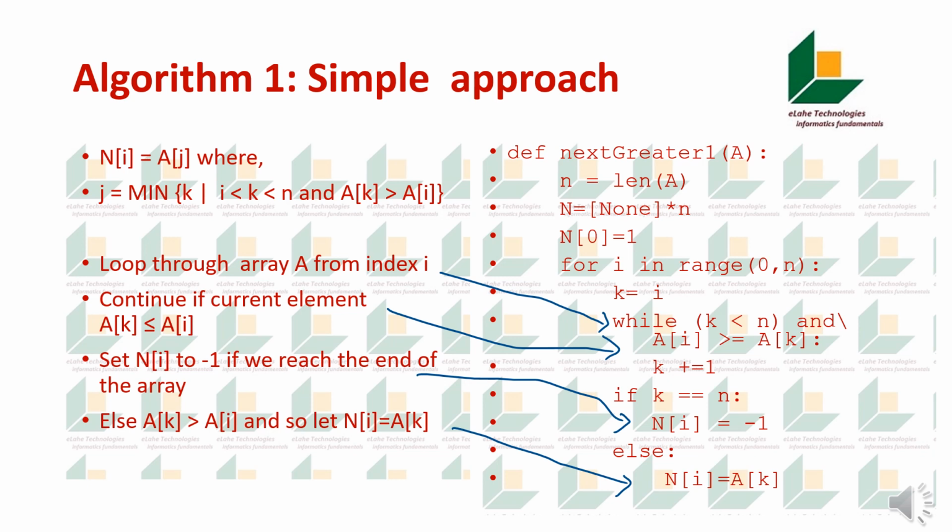Consider a simple algorithm. For each index position i, iterate through the array incrementing i. If we come across an element greater than A[i], record that as the next greater element for position i. If no such greater element is found, we record a -1 as the next greater element. This algorithm takes order n time for each index position and therefore order n squared time overall.